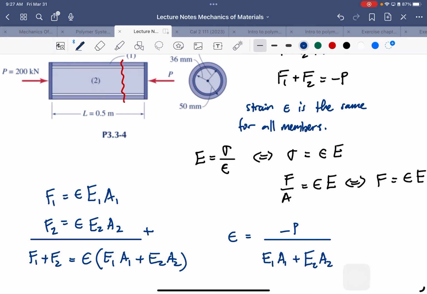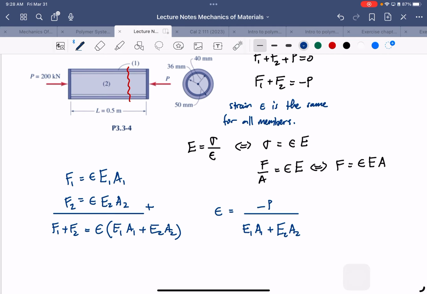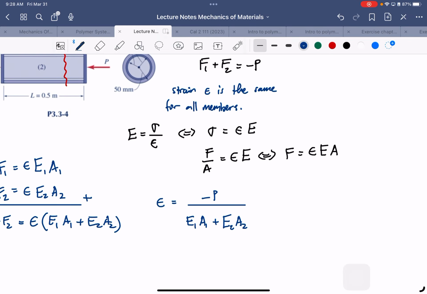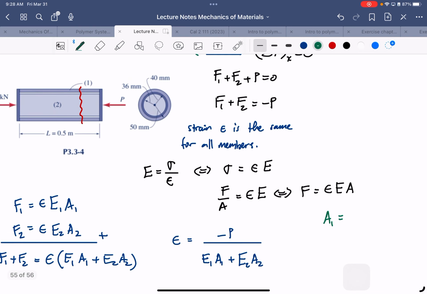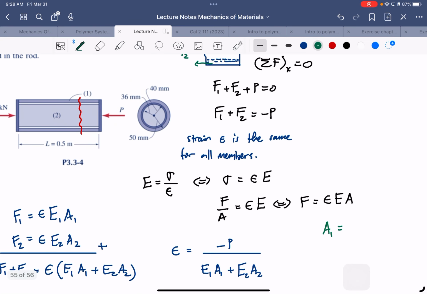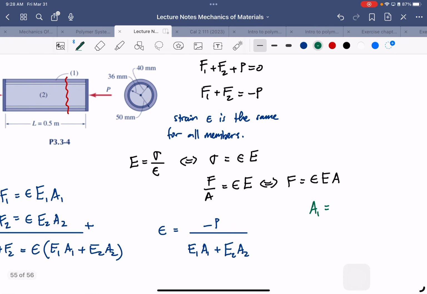Perhaps if you don't want the calculation to be messy, let's find the area first in different sections. So A1 is the rod, right? Oh no, the pipe. The pipe is pi times the radius, 50 squared minus 40 squared. Let's check.